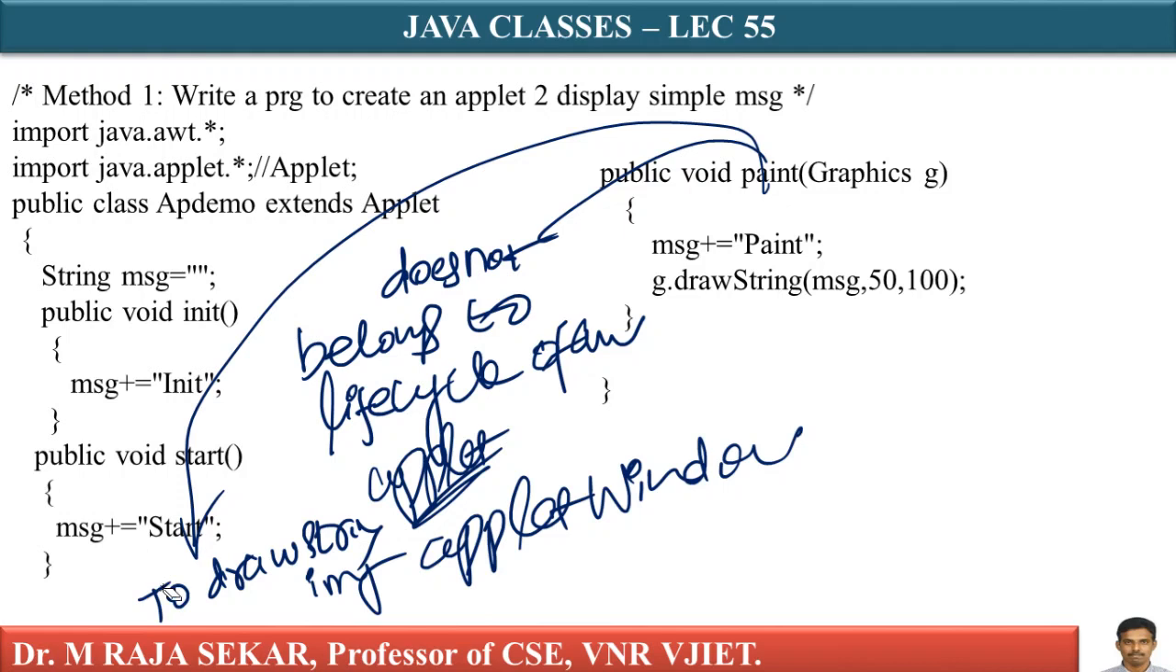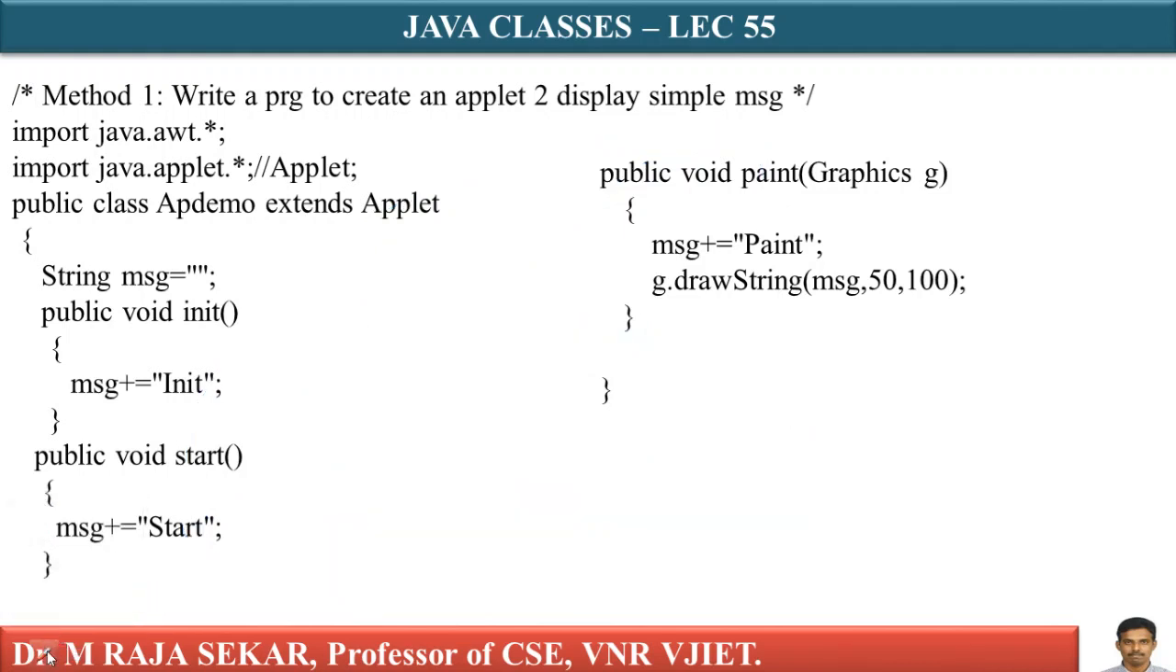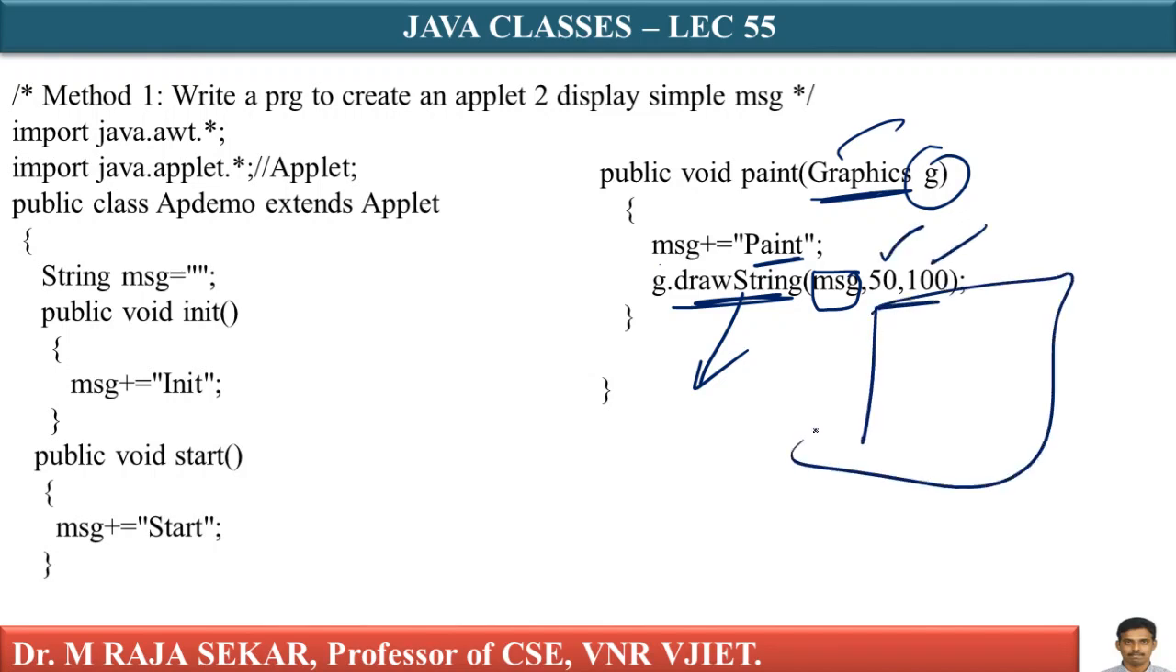Here what am I doing? I am appending the message paint to msg. Graphics is a predefined class. g is the Graphics object, g.drawString. In drawString, S is a capital letter. g.drawString, I am keeping this message at a particular position, at the 50,100 position. Let me say this is an applet window. You can find 50,100 somewhere. At that position, this message will get displayed.